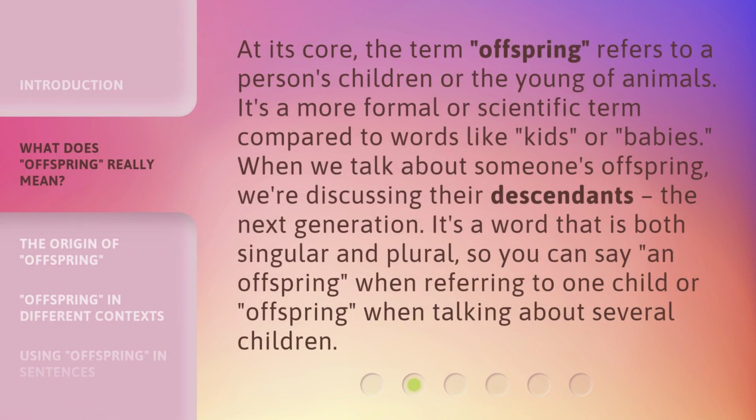At its core, the term offspring refers to a person's children or the young of animals. It's a more formal or scientific term compared to words like kids or babies. When we talk about someone's offspring, we're discussing their descendants, the next generation. It's a word that is both singular and plural, so you can say an offspring when referring to one child or offspring when talking about several children.